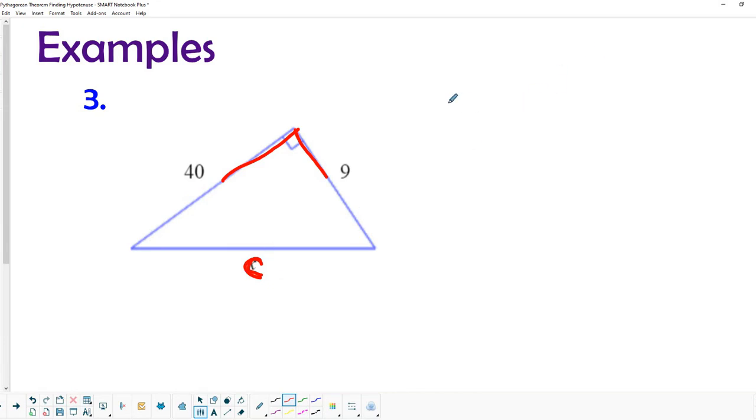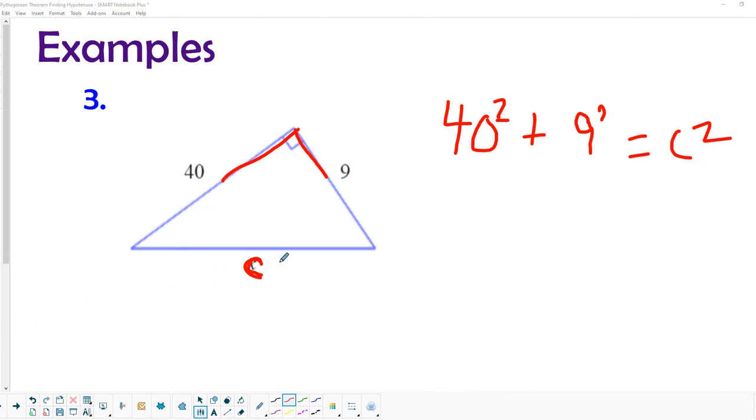So a squared, 40 squared, plus 9 squared equals c squared. 40 squared, that's 40 times 40. So on the calculator, 40 times 40 is 1600. 1600 plus 9 squared. I know that 9 times 9 is 81.